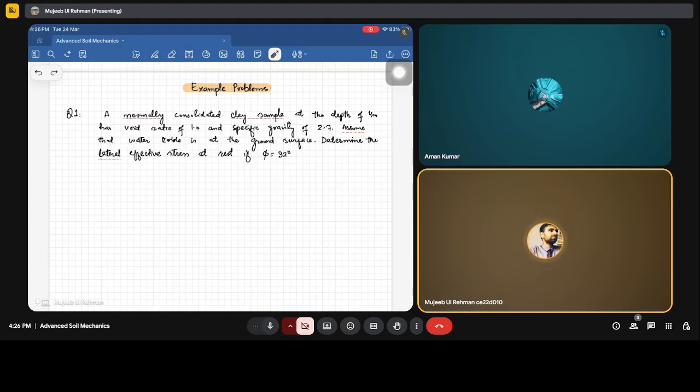So question number one is: a normally consolidated clay sample at a depth of 4 meter has a void ratio of 1 and specific gravity of 2.7. Presume that the water table is at the ground surface. Determine the lateral effective stress at rest if phi is 32 degrees. It's a pure question from weeks 5, 6, 7 that we are discussing. Why we want to discuss this question here is because we have the initial case for the stress representation for the field case, and we need this information to determine the lateral stress. That's why you will see a similar question in the assignments also, and that's why I started with this question.